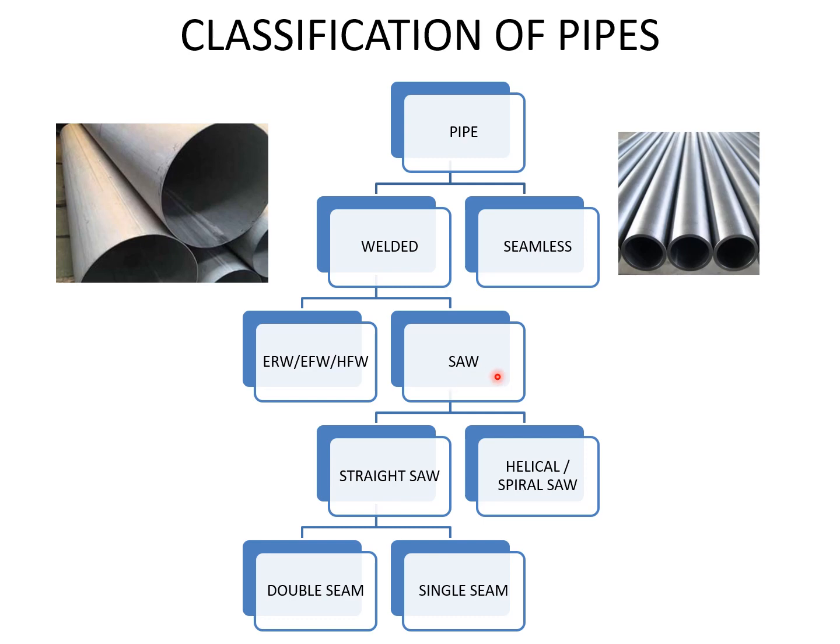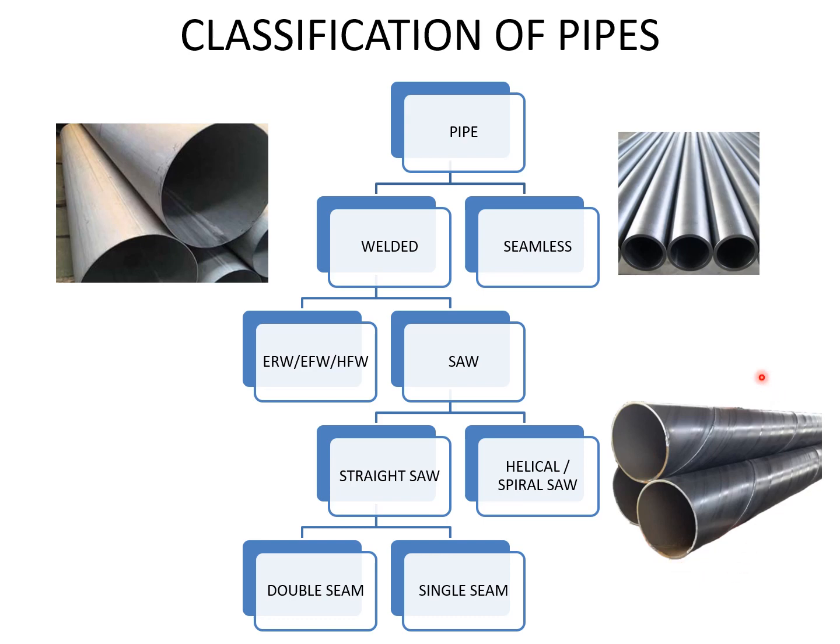In the market, ERW is the most commonly used pipe, and SAW is further classified into two types: straight SAW and helical or spiral SAW. If you see this picture here, this joint is a helical joint, and this will be welded helically. Hence, this is called helical SAW. A straight SAW will be the same as this pipe, and straight SAW is further classified as double seam and single seam depending upon the welding.